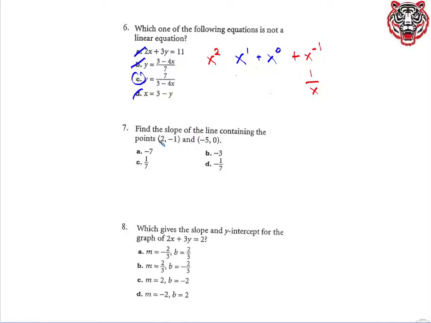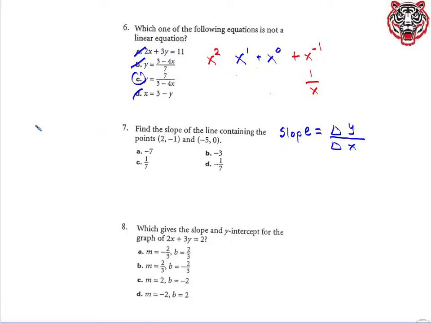Okay. Number 7. Find the slope of the line containing these points. All right. What is slope again? It's delta over delta. Which one goes on top, guys? Y or X? Y. Delta y over delta x.